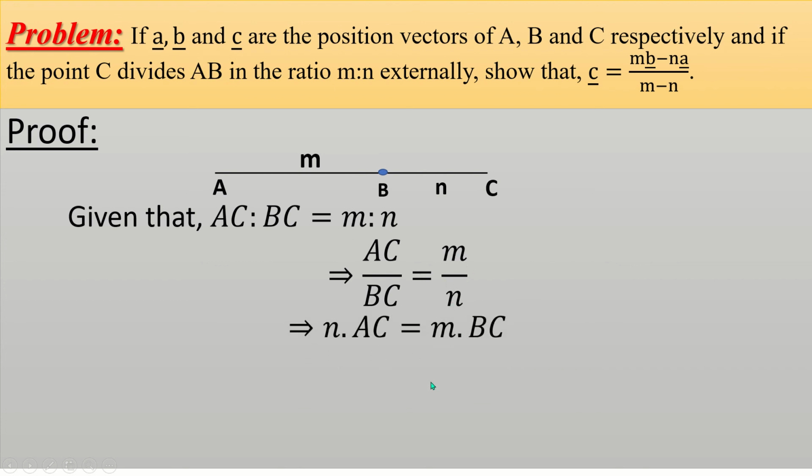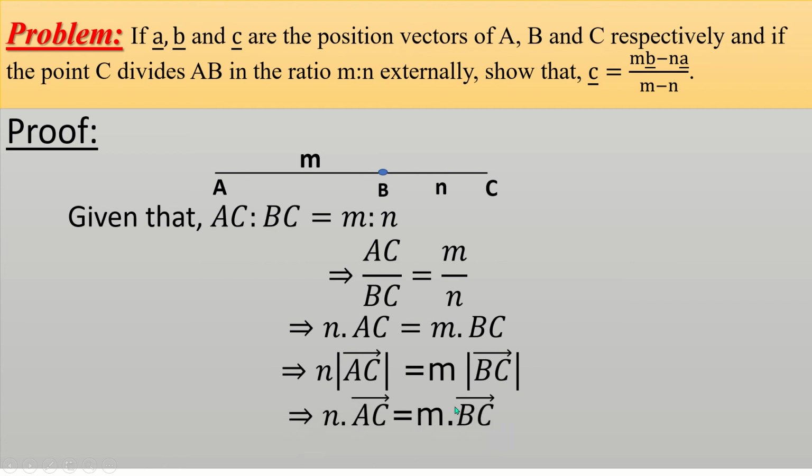Now cross multiply, this into this and this into this are equal. Their direction is the same as AB and BC, no problem. But AC is equal to what? AC is equal to the C vector, that means small c vector minus A vector, and BC is equal to small c vector minus small b vector. At first we have to take the position vector of C, then B. Here first C, then A. That means C minus A, here C minus B.